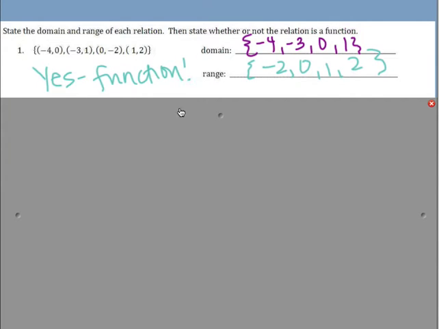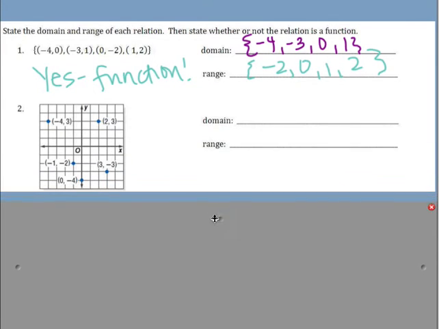Okay, so there's example 1. Example 2. This one's kind of nice. They gave us a graph for this one. So we have a bunch of ordered pairs here, and I want to write down the domain. Domain is my x values. So I'm just going to look from left to right to get them in order. So I have -4, -1, 0, 2, and 3. That's my domain. Got them all.